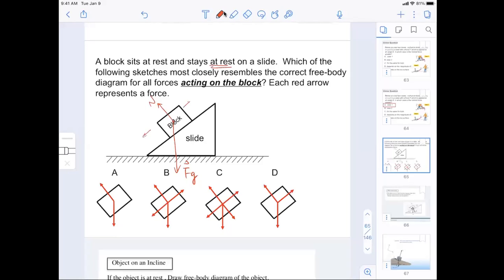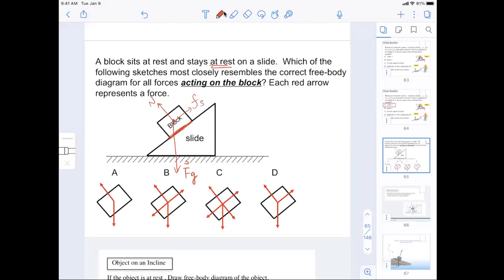Not this way, but up the ramp, right? Along the ramp, but upward. So that's your static friction. It's static because the block is not moving relative to the slide, right? There, see, it's at rest. So it's static, there's no motion.